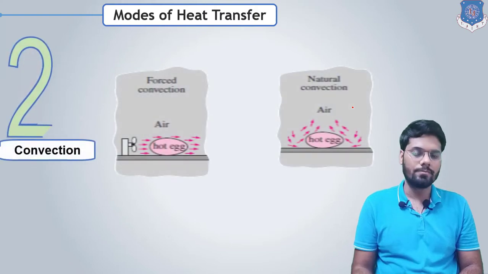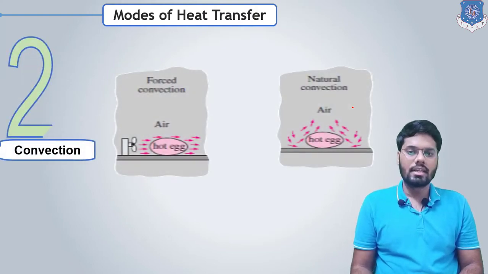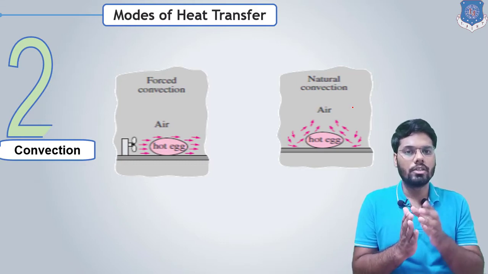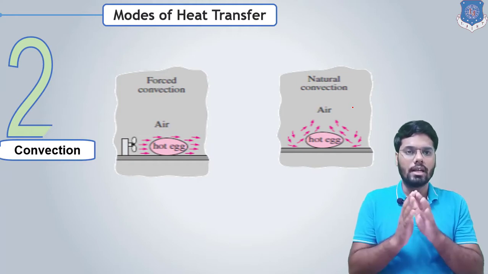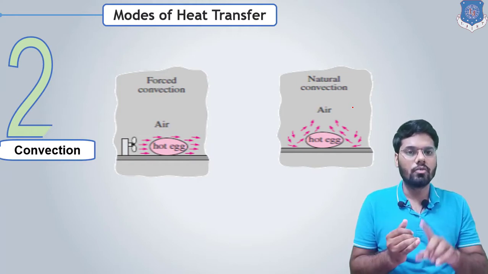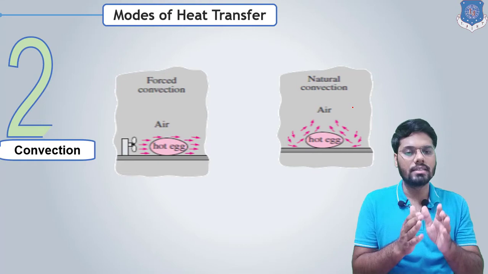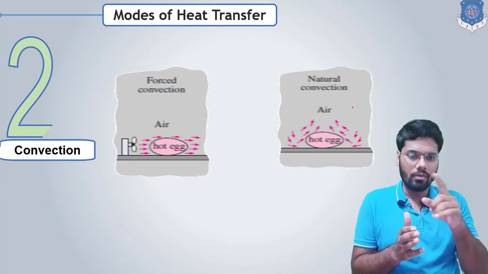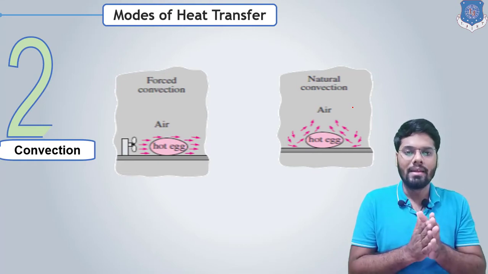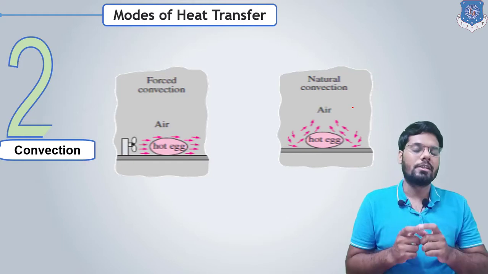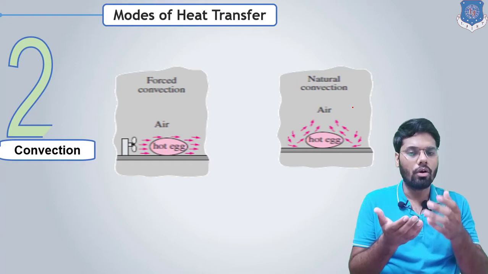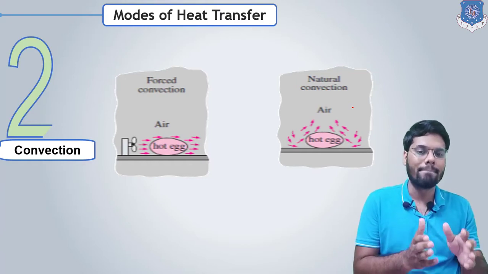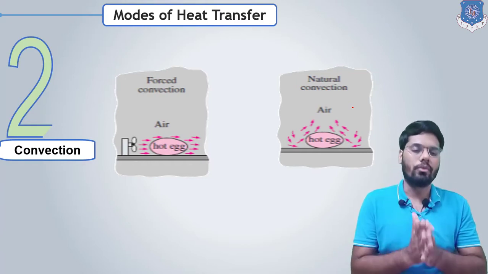Second is convection. We have already discussed the convection mode of heat transfer. Convection is nothing but conduction with a fluid in motion. This is the simple definition of convection. Convection is nothing but conduction with a fluid in motion. Whenever there is a solid boundary with a fluid surrounding it, and if there is a temperature difference, then heat will transfer from the solid boundary to the fluid, or from the fluid to the solid boundary, by the mode which is known as convection.